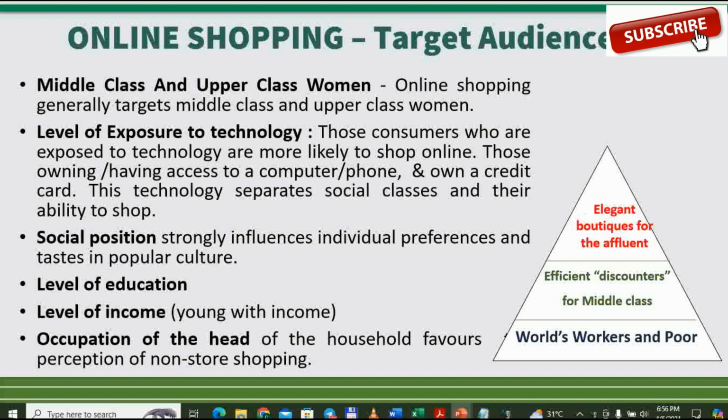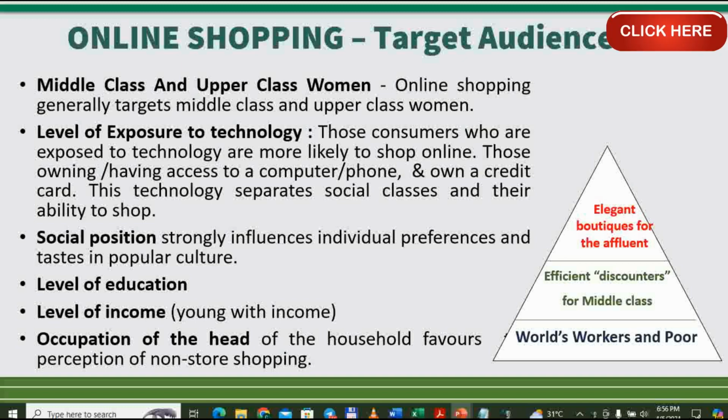Now, level of exposure to technology also affects the target audience that online shopping targets. Those consumers who are exposed to technology are more likely to shop online. Those owning or having access to computers, phones, or those that own credit cards, these are predisposing factors to them being easy prey to online shopping.